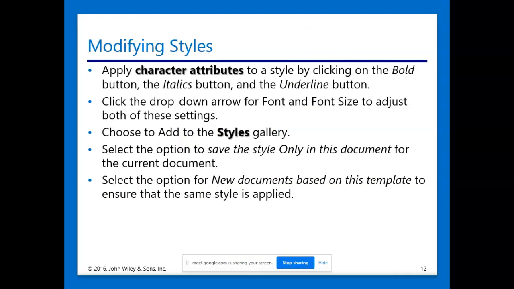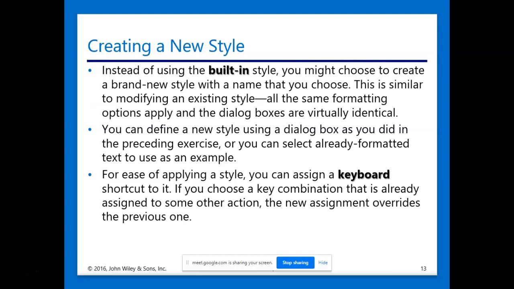Continue with modifying styles. Apply character attributes to a style by clicking on the bold button, the italics button, and the underline button. Click the drop-down arrow for font and font size to adjust both of these settings. You can choose to add it to the Styles gallery if you wish. You can select the options to save the style only in this document for the current document, or you can have it applied to all new documents as well.